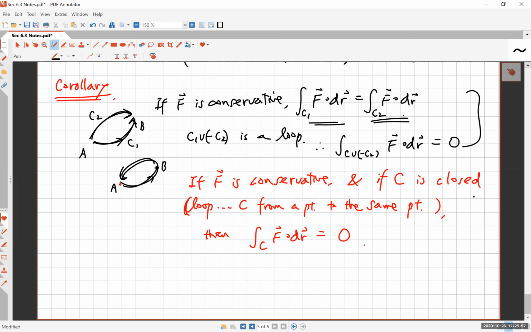If F is conservative, and by the way, this is obvious, because in this case, you know what this is? It's going to be the potential function evaluated at A minus the potential function evaluated at A, right? Because the start and end points are the same. So that's why this corollary is true, okay? So with that, I think we are pretty much done. I think you can do all the homework exercises from section 3 at this point.